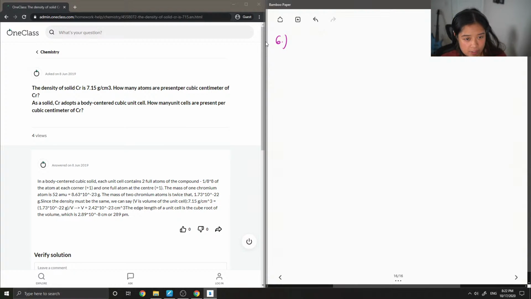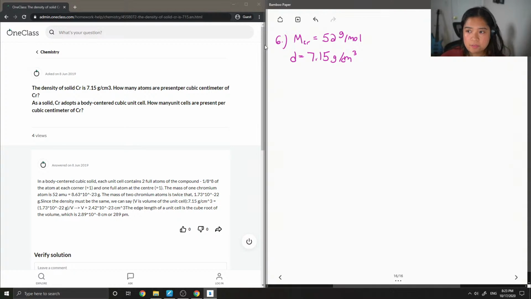As a solid, chromium adopts a body-centered cubic unit cell. How many unit cells are present per cubic centimeter of chromium? Okay, so let's write down everything that we know. We know the density is equal to 7.15 grams per centimeter cubed. I'm going to write down the molar mass of chromium as well. So this is 52 grams per mole. This can be found on your periodic table.